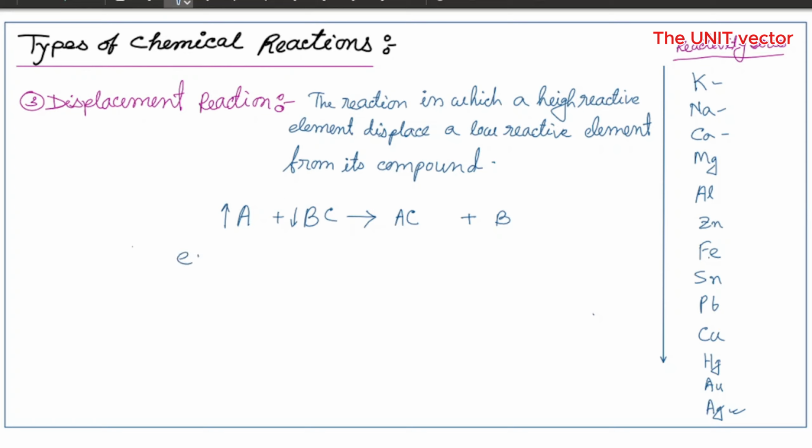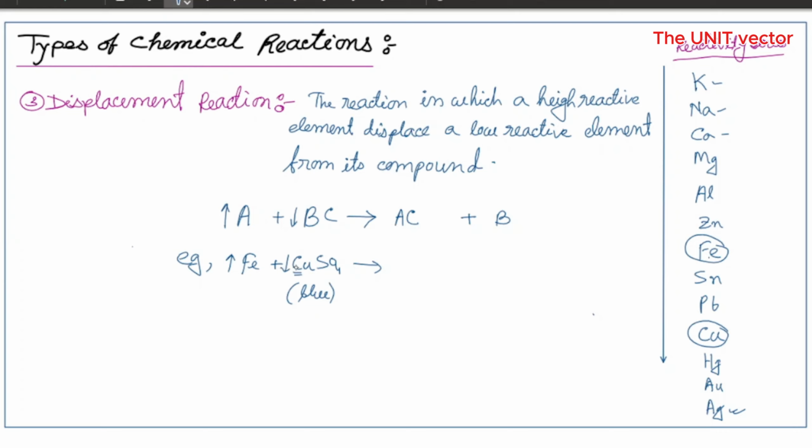For example, when an iron nail is dipped in copper sulfate solution, CuSO4, whose color is blue, the color of copper sulfate is blue. When an iron nail is dipped in copper sulfate solution, in this reaction, iron is more reactive than copper. That means this is our highly reactive element, and this is the low reactive element.